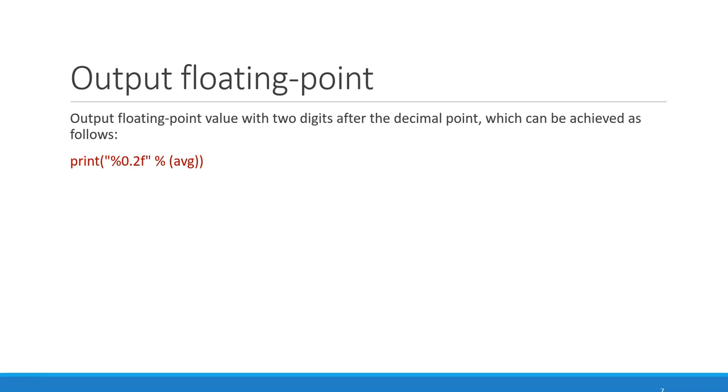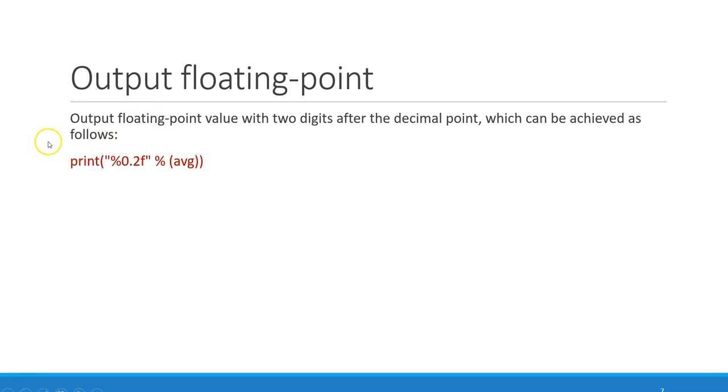So for example, if you are trying to print the average based on your calculations, but the average is going to have 3-4 different digits after the decimal point, you don't want that many. You just want 2 digits after the decimal point.